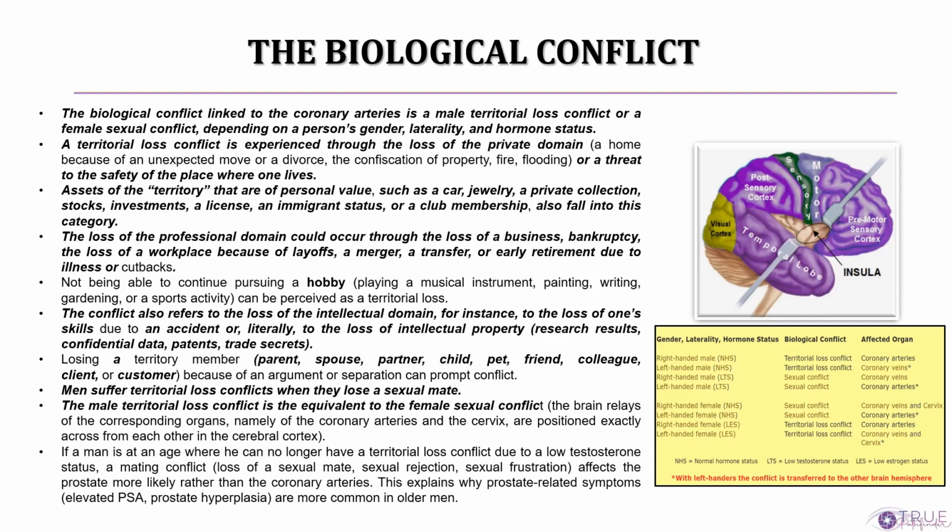If a man at any age can no longer have a territorial loss conflict due to a low testosterone status, a mating conflict, so loss of a sexual mate, sexual rejection or sexual frustration, affects the prostate more likely than the coronary arteries. And this explains why prostate-related symptoms such as elevated PSA levels or prostate hyperplasia are more common in older men.